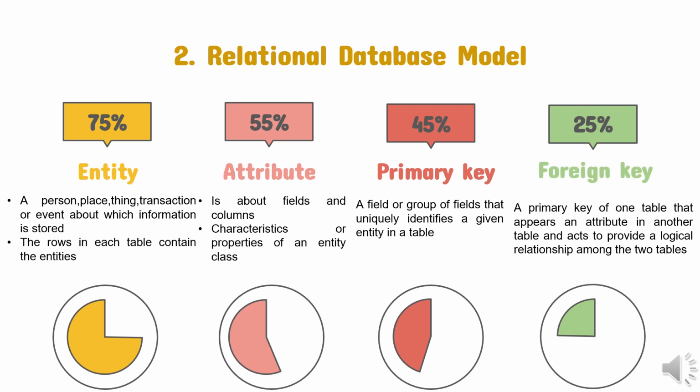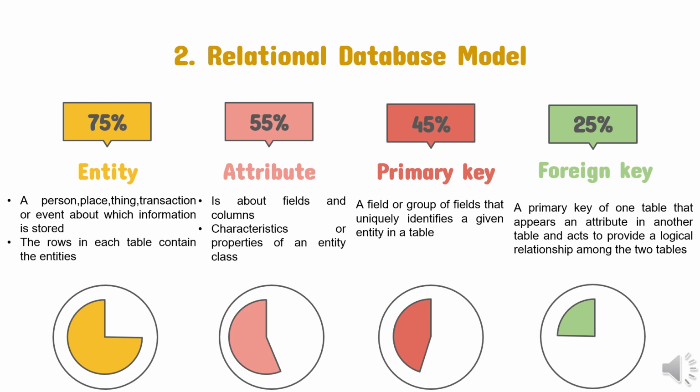Next, relational database model. Fundamental concepts included in the relational database model are four things: the first one is entity, the second one is attribute, the third one is primary key, and the fourth one is foreign key. The first one is entity, which is a person, place, thing, transaction, or event about which information is stored. The rows in each table contain the entities.